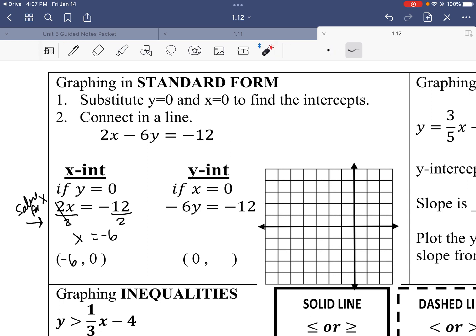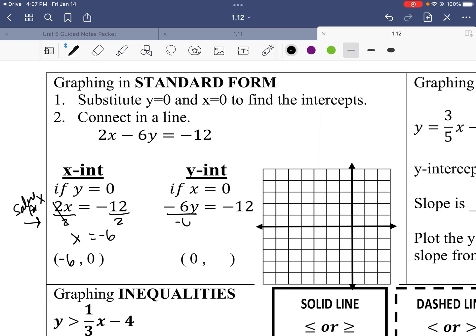Now with the y-intercept, it's basically the same, but in reverse. With y-intercepts, x is always going to be 0. So same thing here. If we plug a 0 in here, that turns this whole thing to a 0, and this would be like doing a plus 0 out here. We don't usually write those. So really, we just have negative 6y equals negative 12. So we would divide by negative 6, and y would end up equaling a positive 2.